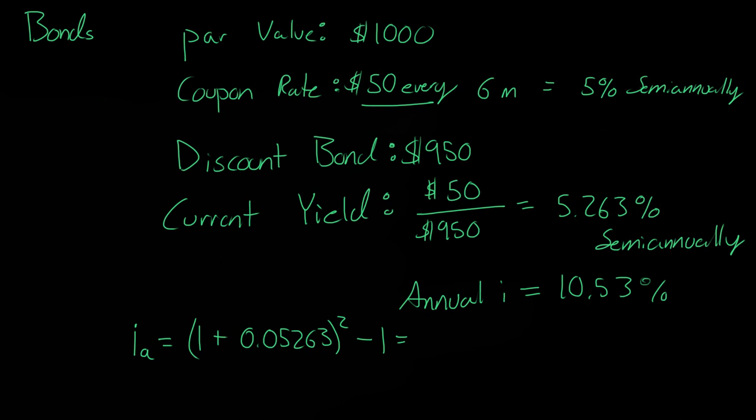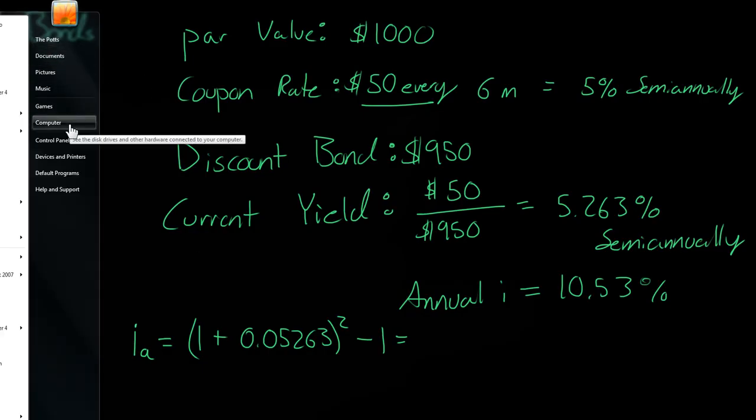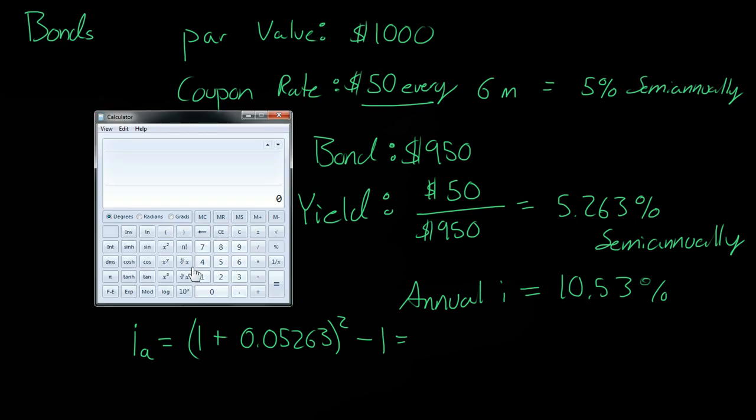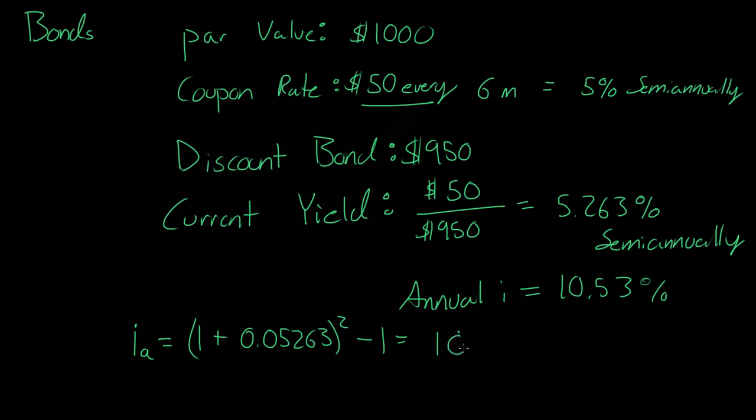So let us do that real quick. So we'll go to the calculator. So what do we get? We get 1 plus 0.005263. We'll square all that and then we will subtract 1. And what do we get? We get 10.8% interest. 10.8% interest rate. So that's our actual effective interest rate for the bond that we are purchasing.